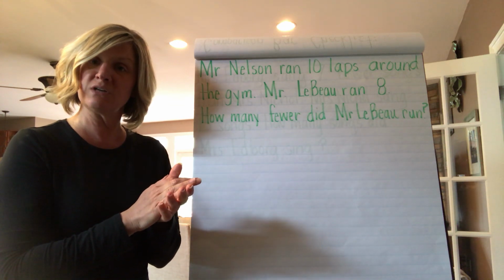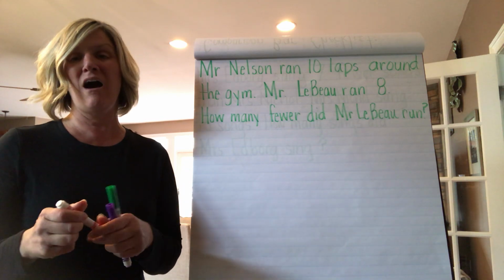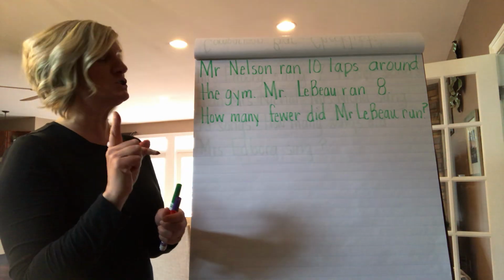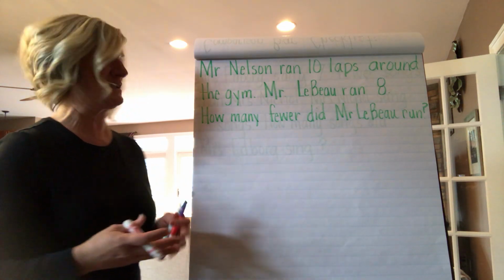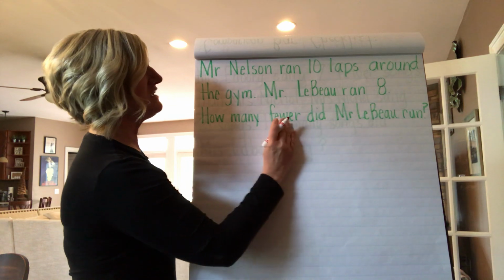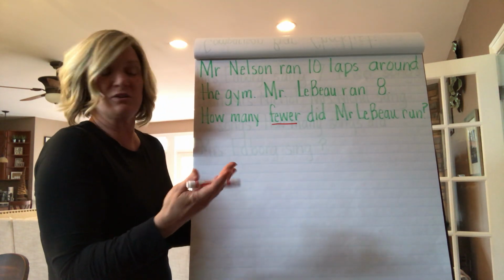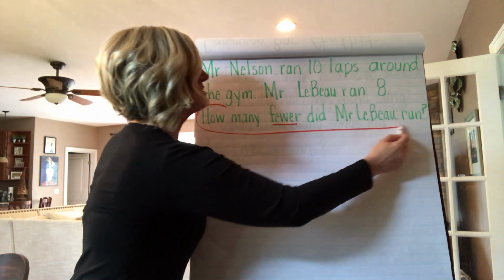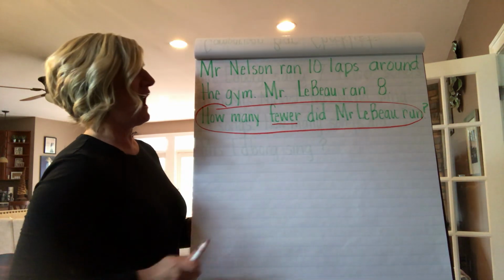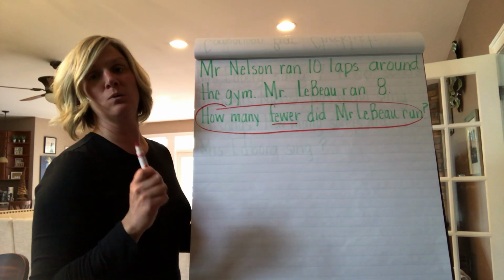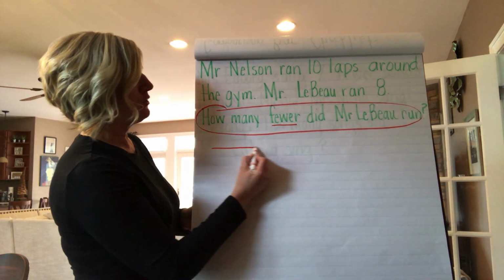Okay, so we've got a good start. We've read the problem 2 times. We're understanding what's going on. So now it's time to draw our, oh, actually, you know what we should do first? Let's see if we can find the word more or fewer, and let's circle the question. So I see how many fewer did Mr. LeBeau run. So that's telling me, oh, I can use my comparison bars. And then the answer that we have to come up with has to be the answer for this. How many fewer did Mr. LeBeau run?